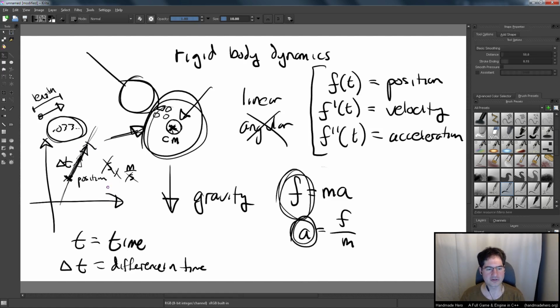Now, what is actually going on there, right? Well, we know that position is measured in meters. We already said that, right? We already said that position is in meters. Well, what is this meters per second, right? So we did seconds, we crossed out seconds, right?